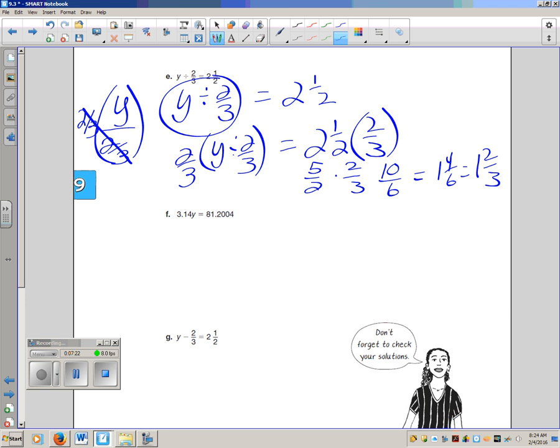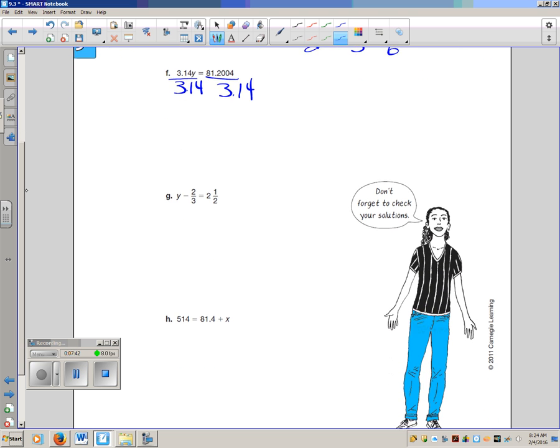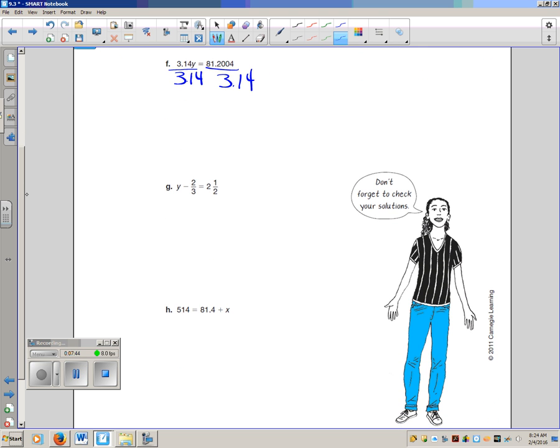I'm going to help you set up the rest. You're going to complete them. 3.14 y equals 81.2004. Yes, you may use a calculator. I need to get the y by itself. Divide both sides by 3.14. Solve it. Pause the video and solve it.